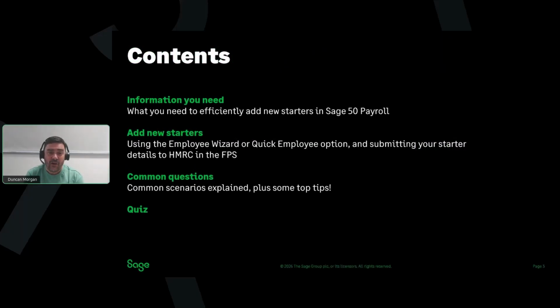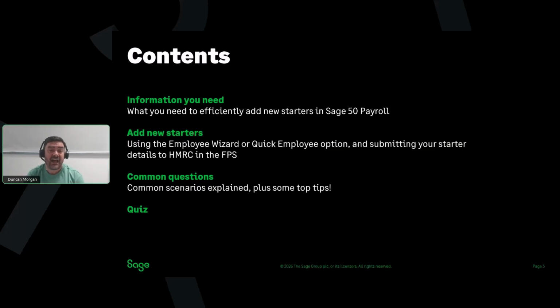Let's now take a look at what we'll cover in today's webinar. So we're going to be starting by exploring the type of information you will need to add a new starter to your Sage 50 payroll software. And we'll take a closer look at the starter forms that you can use to set your employees up. That would be the P45 and the starter checklist.